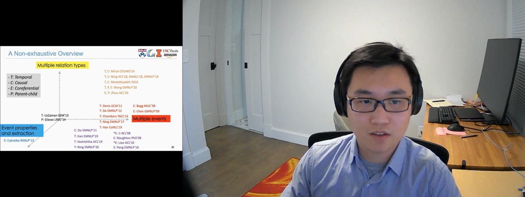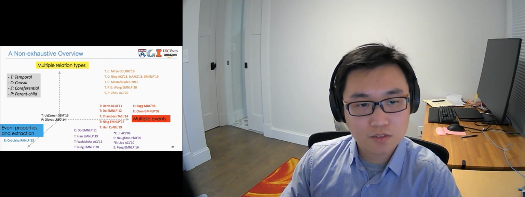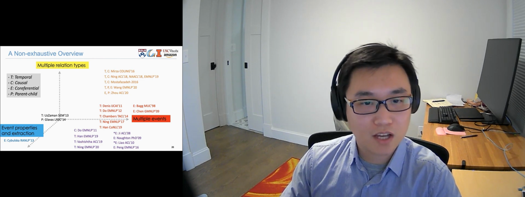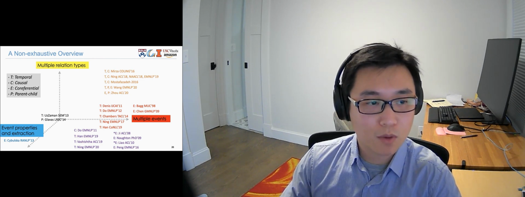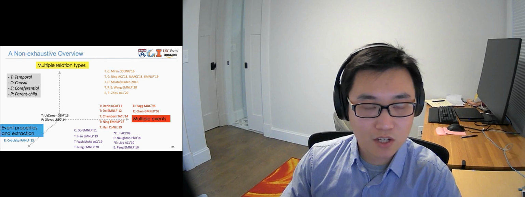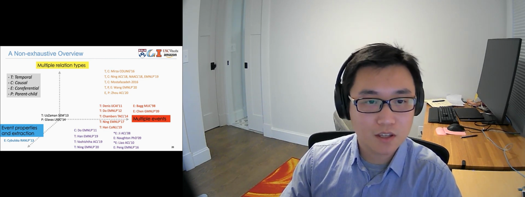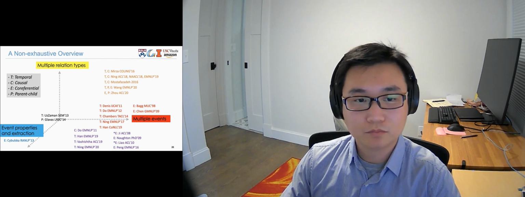And these are a bunch of examples. There are two works I'm highlighting here with stars. That's because those two works are actually trying to use coreference information for event extraction, not the other way around. But I'm still listing all of them here just for your reference.